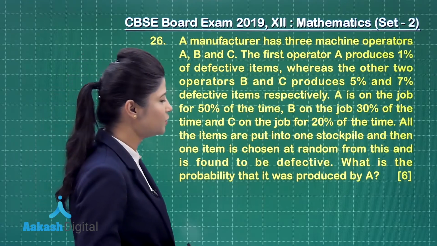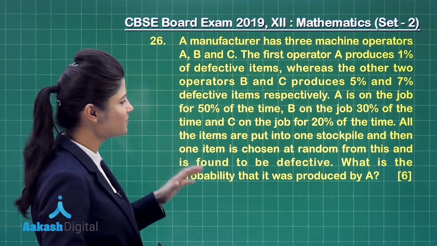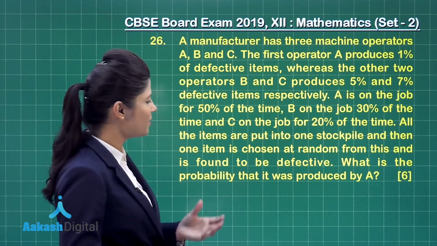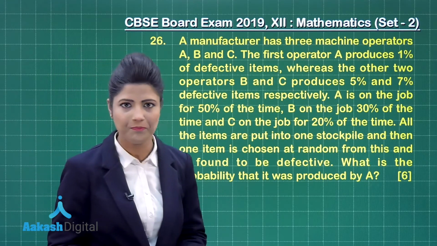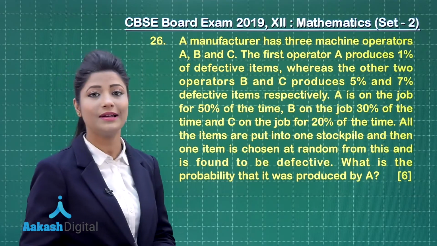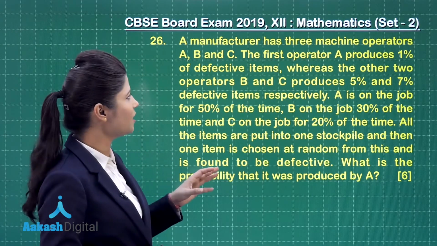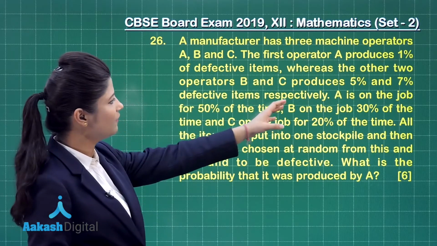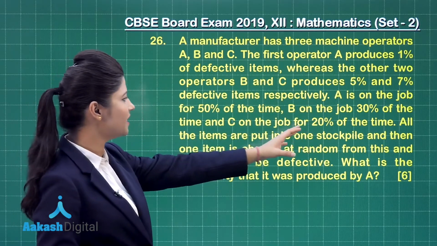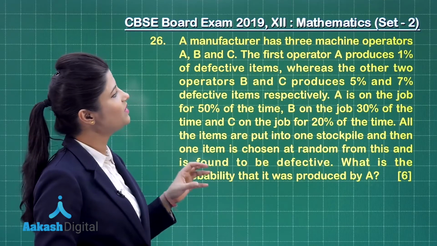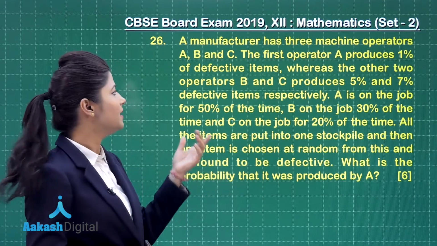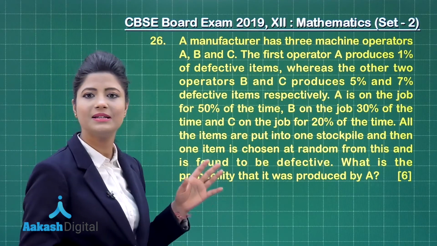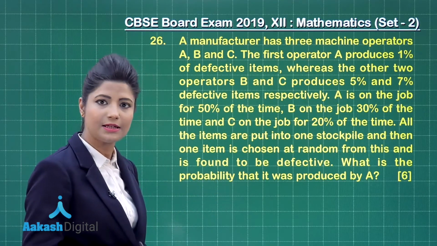All the items are put into one stockpile and then one item is chosen at random from this and is found to be defective. What is the probability that it was produced by A? So this is a very interesting question related to probability. Here we are talking about 3 machine operators A, B and C who are working for 50%, 30% and 20% of the time, and when the operator A is producing, he is giving 1% defective items while B and C are producing 5% and 7% of the defective items.